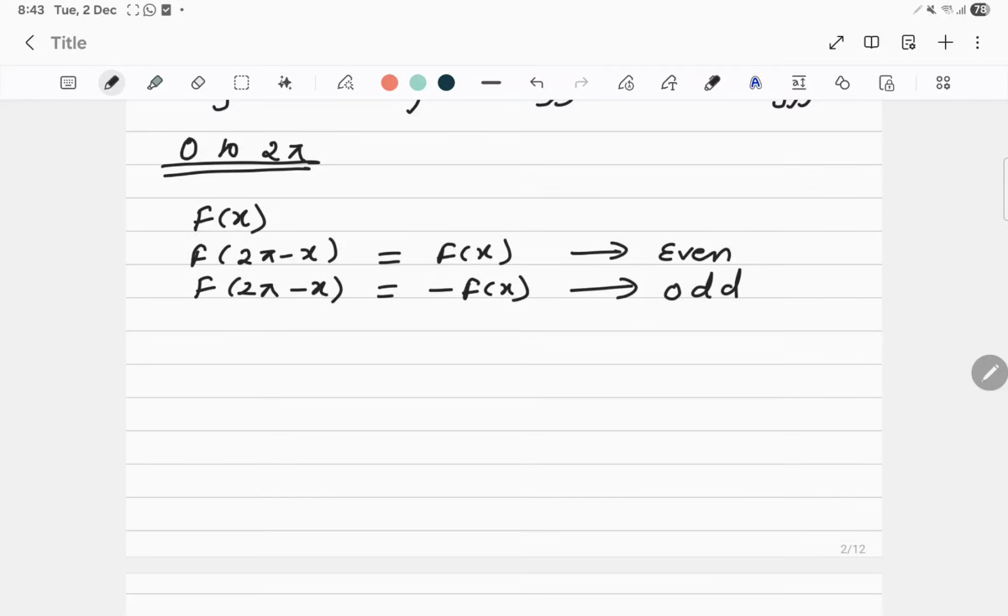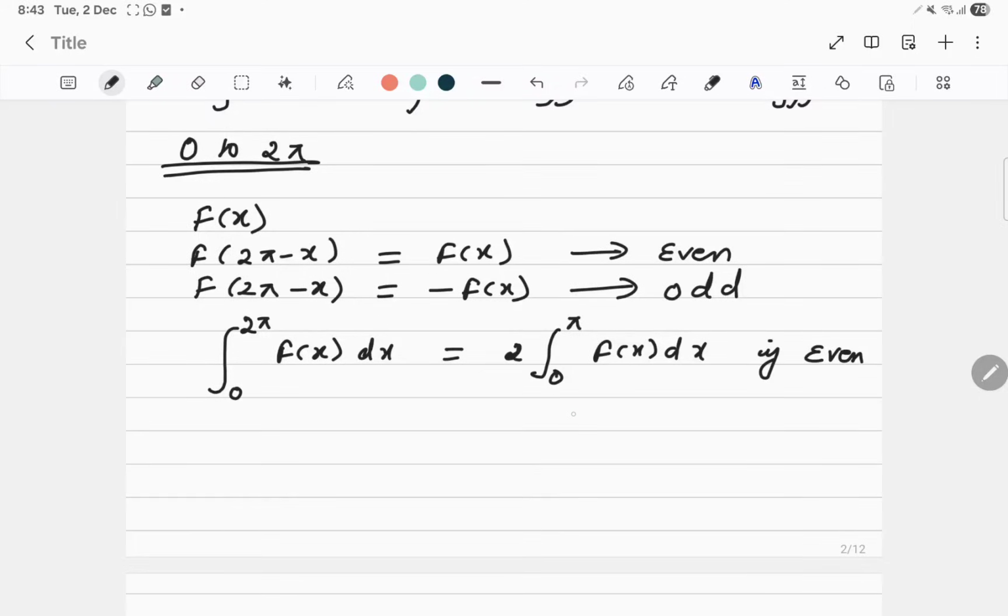Correct. Now, why I need this, that also I'll tell you. There is a very important property of integration. If you integrate from 0 to 2 pi f x dx, now this integral is equal to 2 times the integral from 0 to pi f x dx if function is even, and this integral is 0 if function is odd. So this helped me to reduce the integration. So my efforts will be reduced a lot. Now how it will be reduced, I'll explain you.